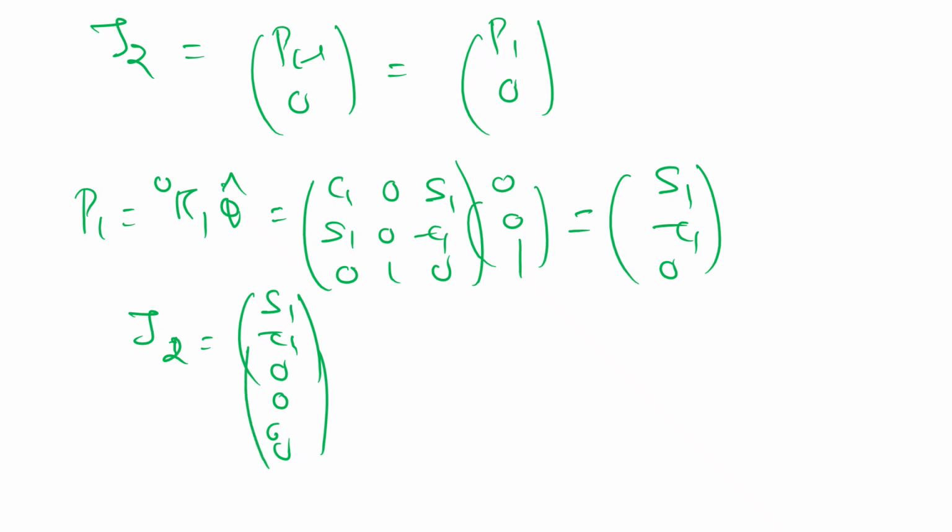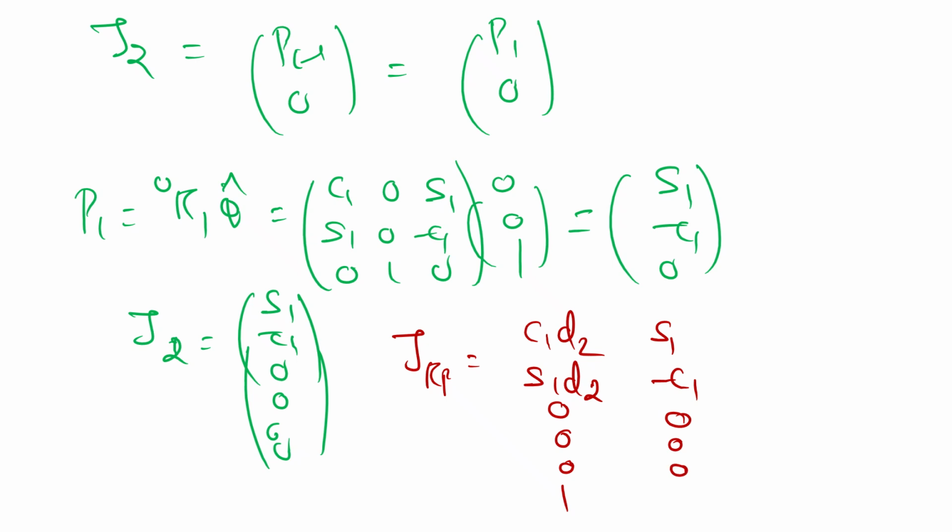Now let's write the Jacobian for the RP manipulator. J1 is C1 d2, S1 d2, 0, 0, 0, 1, and J2 is S1, minus C1, 0, 0, 0, 0. This is my Jacobian for the RP manipulator, of order 6 by 2. So in this video we have discussed the RP manipulator and the Jacobian for rotary as well as prismatic joints. Thanks for watching.